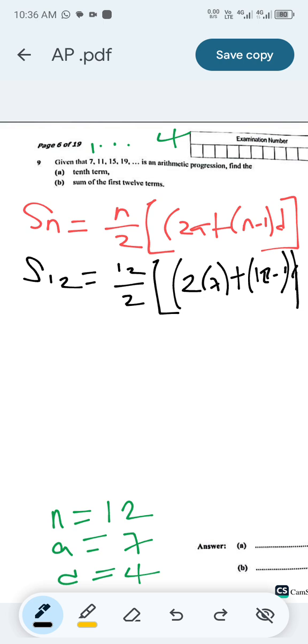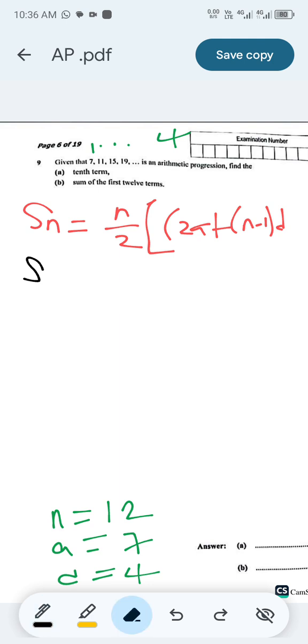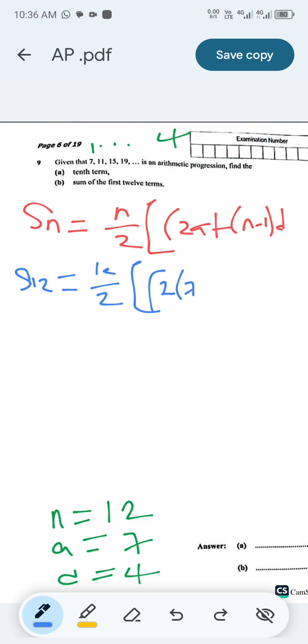Then the number of terms here is 12. Let me write it well. So for the sum, the sum of first 12 terms is equal to 12 divided by 2, then 2 times 7 plus n, which is 12, minus 1 times 4, then close bracket.